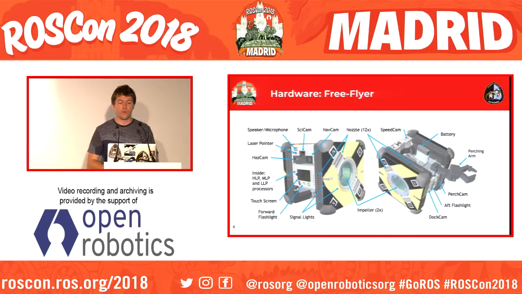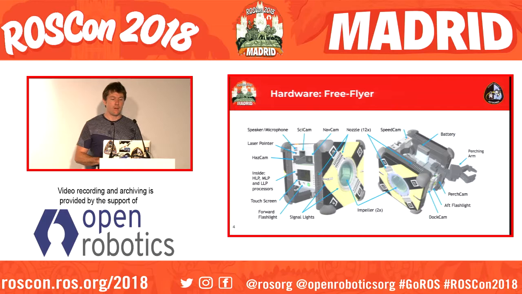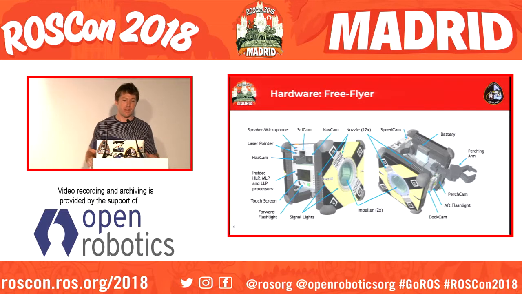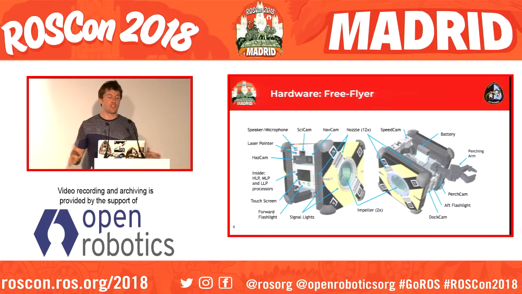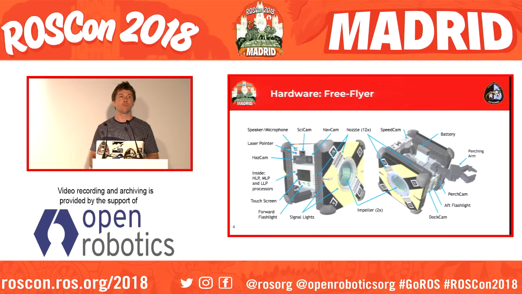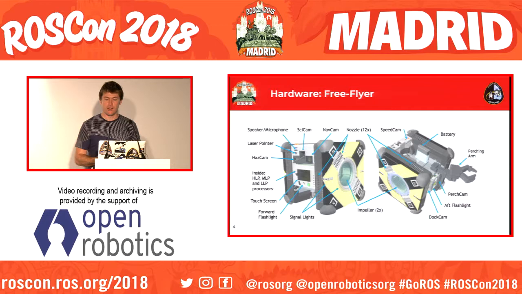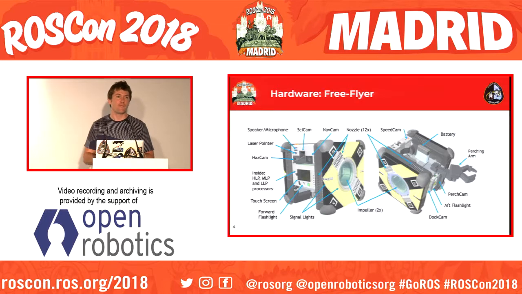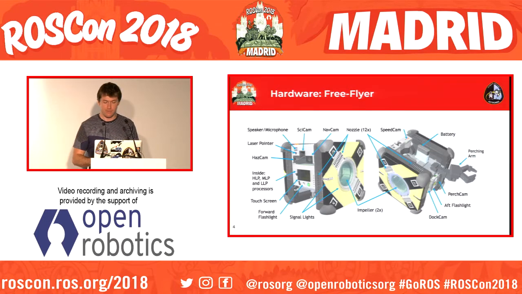What you'll notice is that we've got a whole suite of sensors. We have many different cameras. We have depth cameras, we have HD cameras, we have laser pointers, flashlights, signal lights. So we've got a whole suite of interesting new sensing and UI peripherals which you can explore as you write software, and it gets upgraded while on orbit.